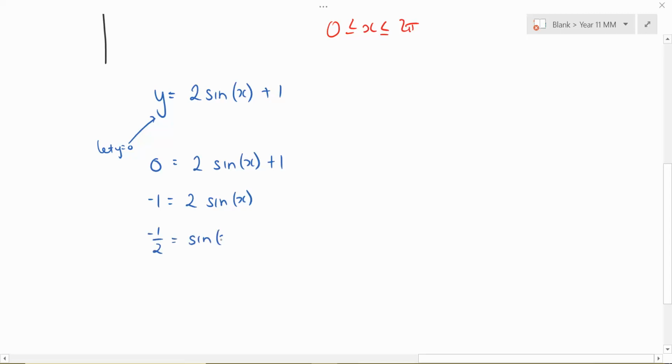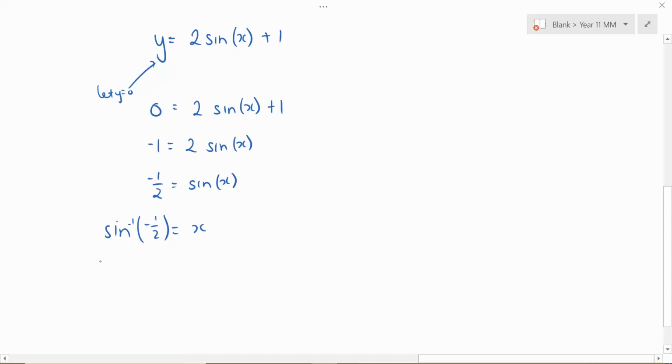You get sine of x equals negative half. And then I need to find sine inverse of negative half to find x. Now remember, at this point here, it's not just one simple answer because there are infinite answers. You need to use the domain, which is working between 0 and 2 pi.